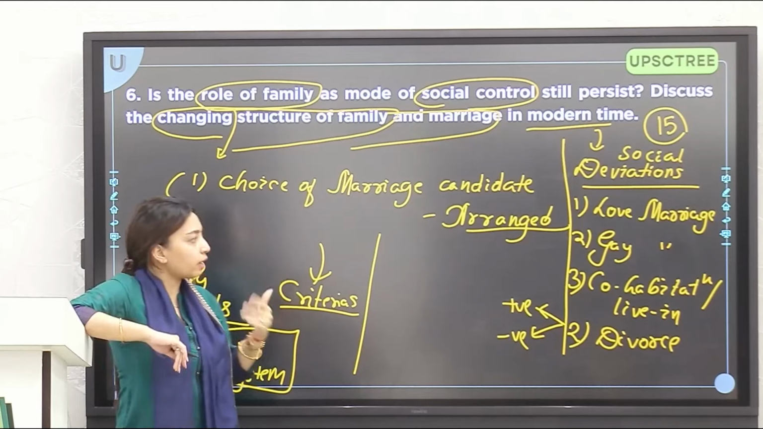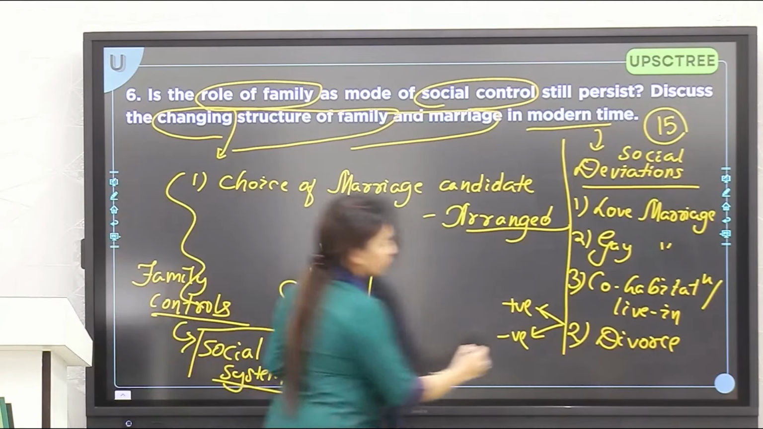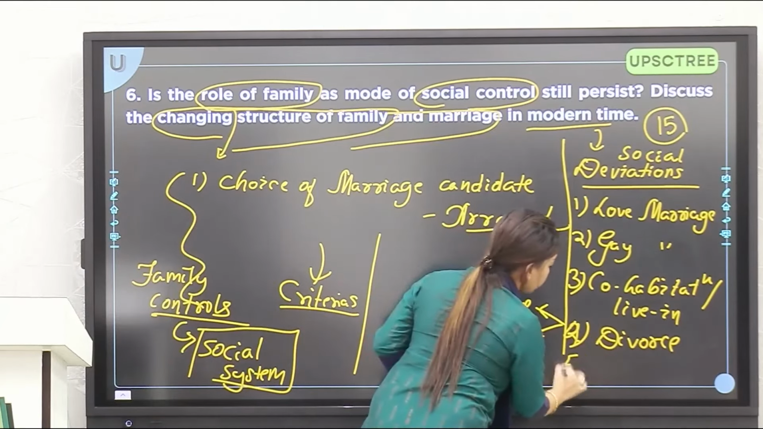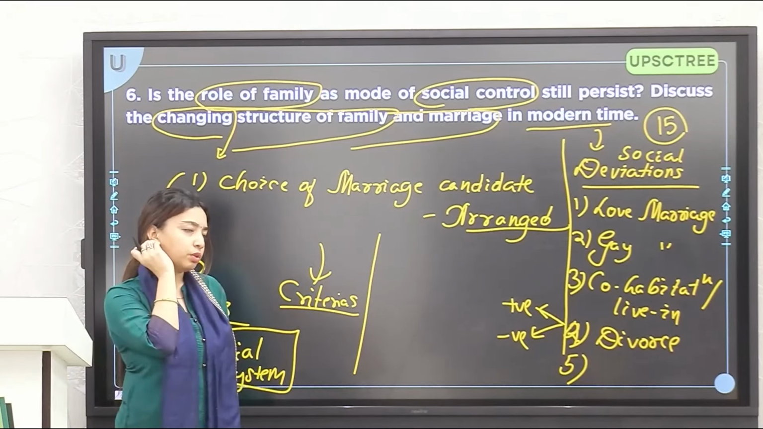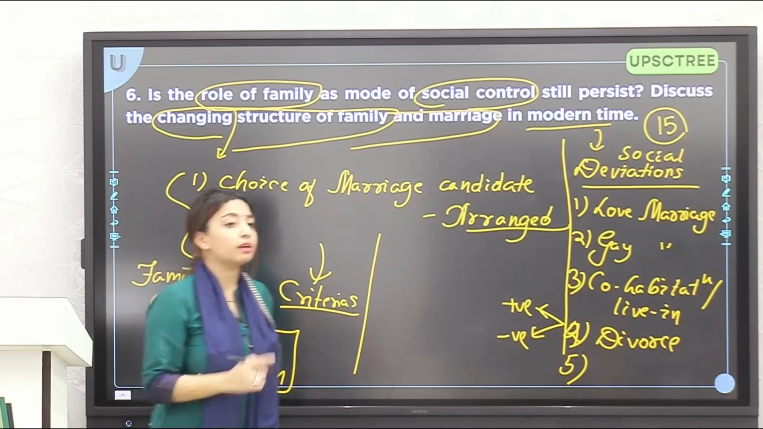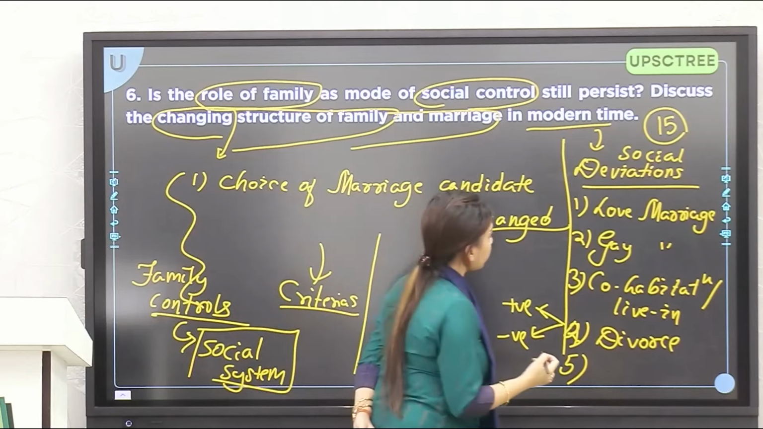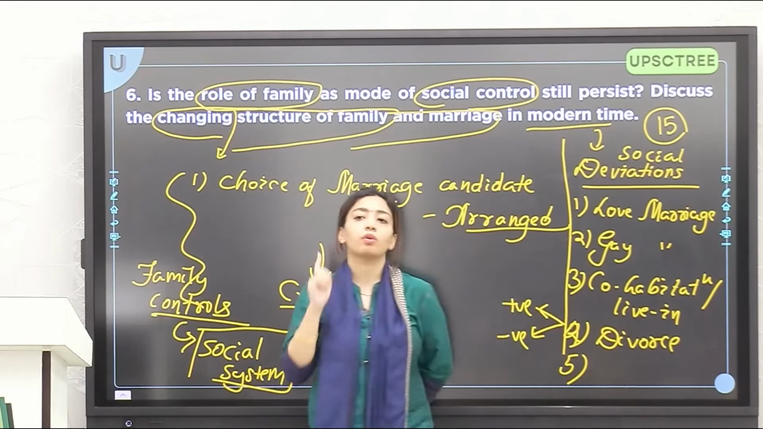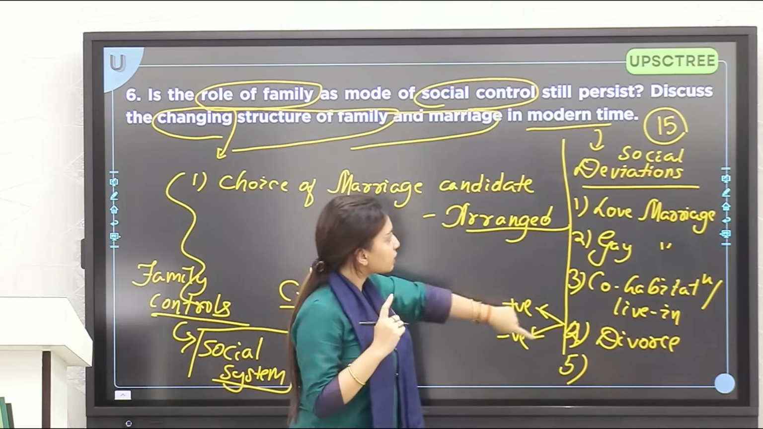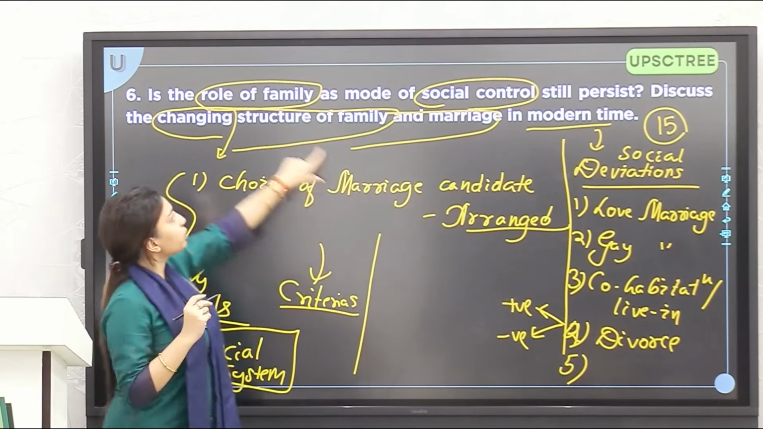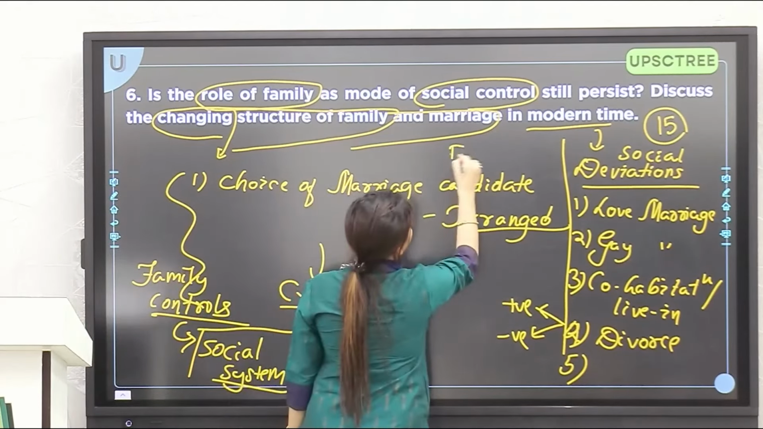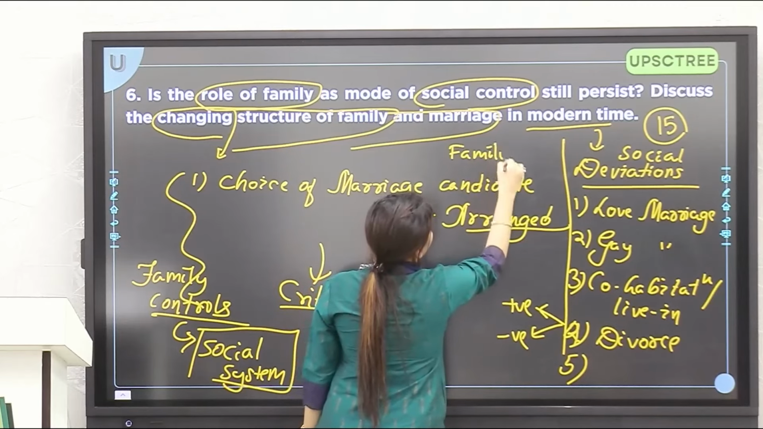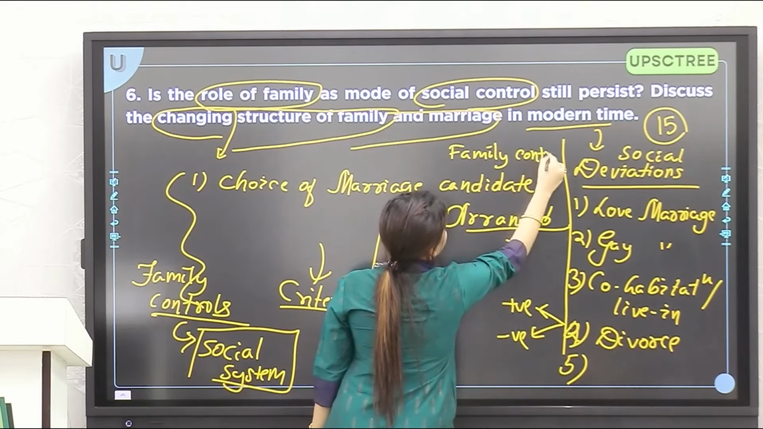All right, so think beyond and tell me what else will there be? Yes. Okay, that is not related to sociology, but you can also talk about that. Adultery, that's the better word. Okay, but here the question is role of family. I have given all these things as social deviation which the family controls. Here, this is the family control. They prevent this kind of marriage.